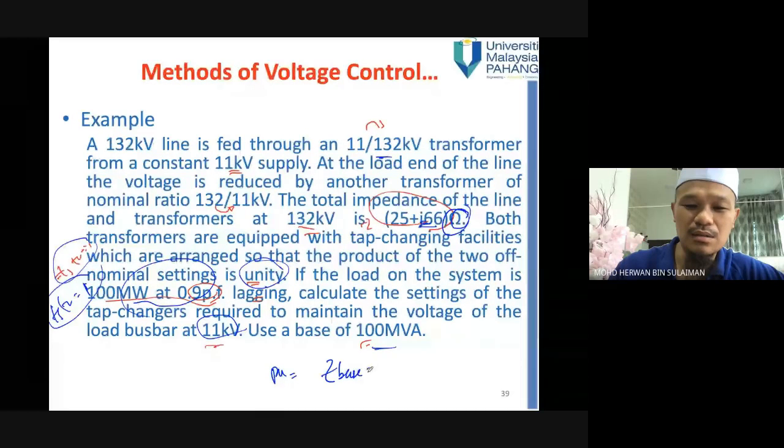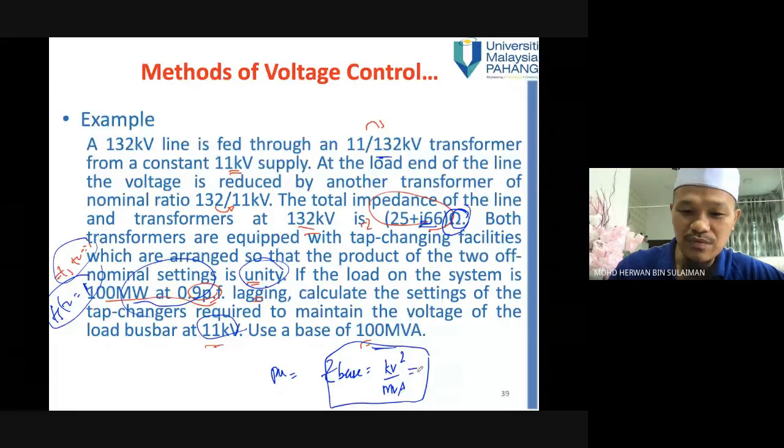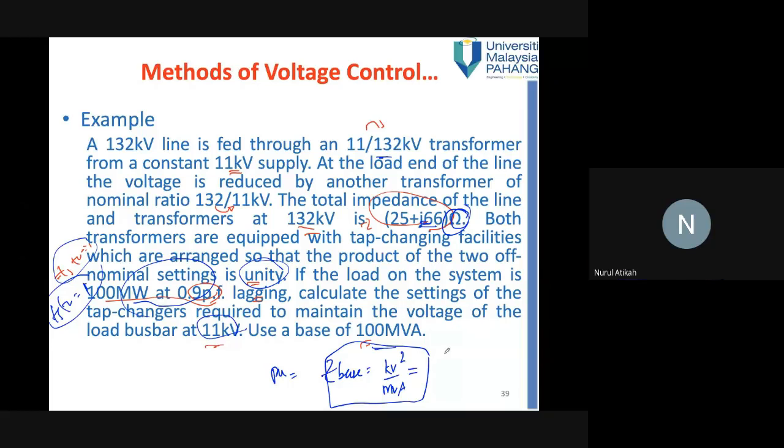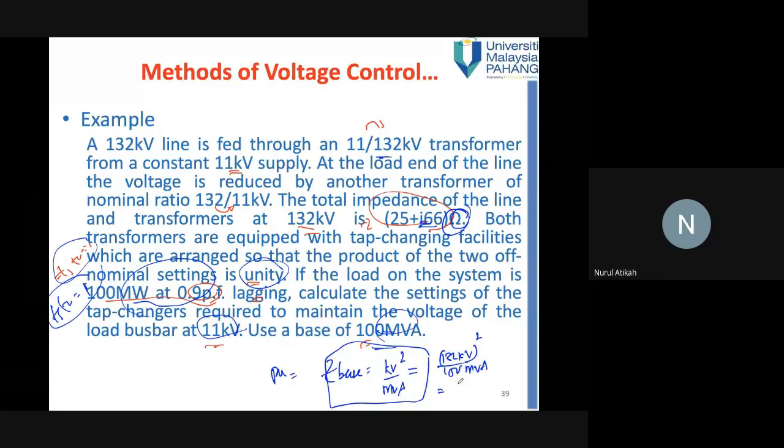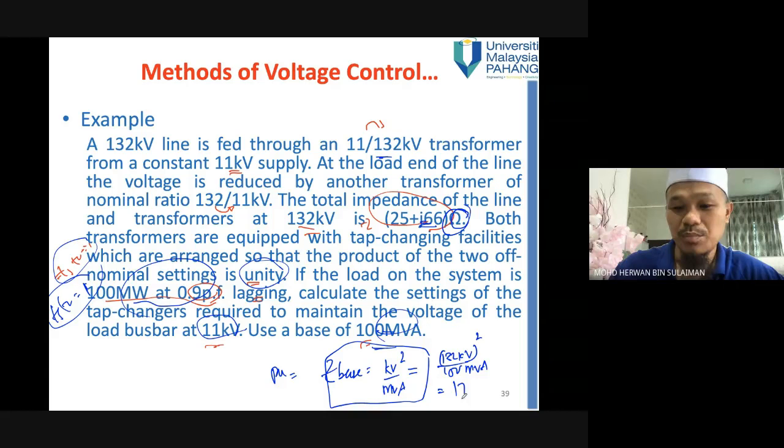You belajar dekat PSA kan? Nak cari Z base equals to KV square divided by MVA. Sekarang you punya KV dekat line ni 132 kan? So 132 KV square bagi dengan base kita pakai 100 MVA. Dapat 174.24 ohm. Ni ohm. Z base.